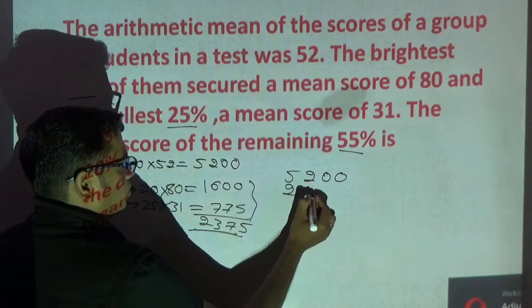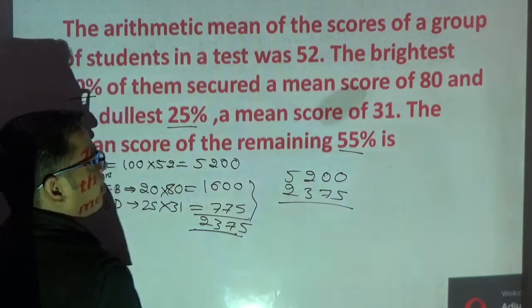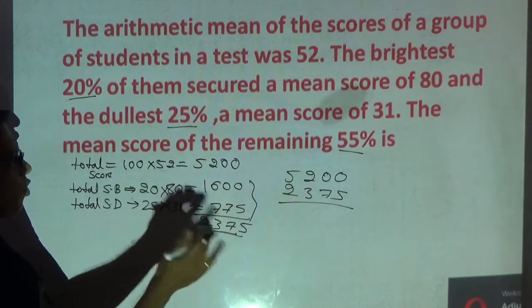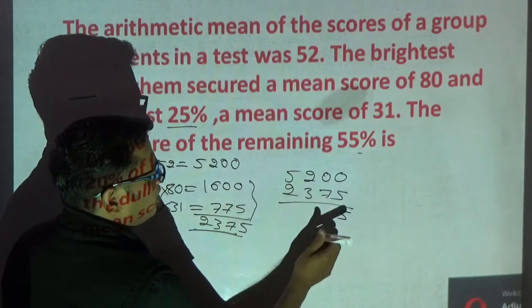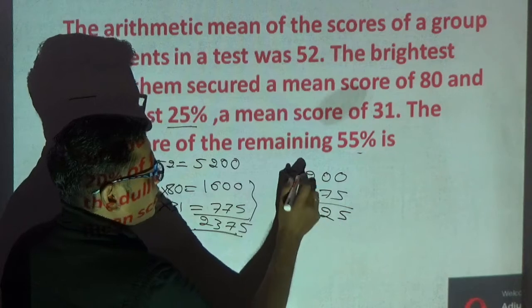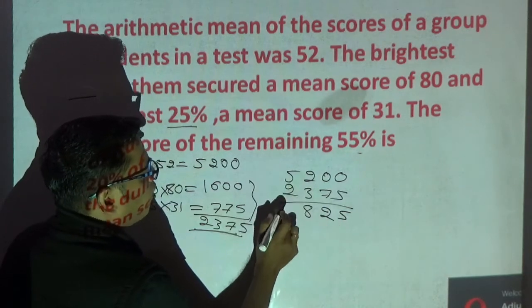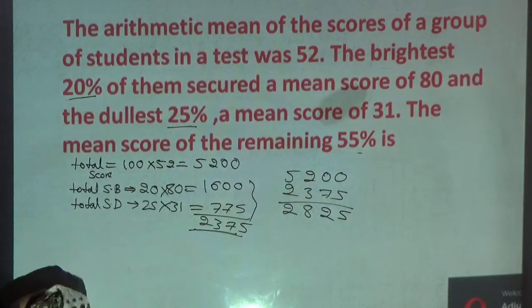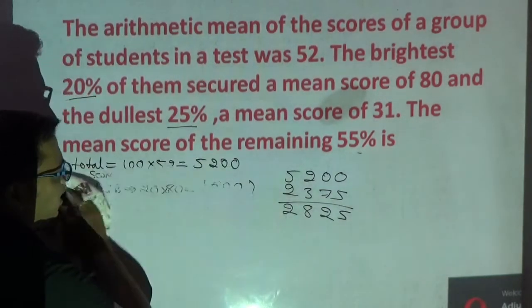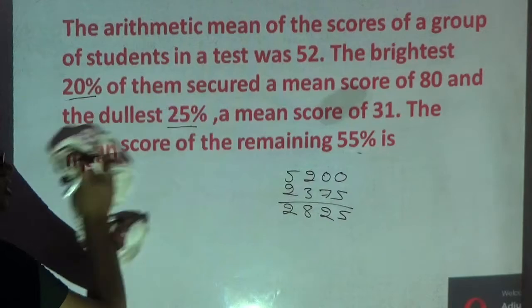5200 minus 2375 will give me the score scored by the remaining 55%. Okay. 10 minus 5 is 5. Here 9 minus 7 is 2. Here 11, this will be 8. This will be 4 minus 2 is 2. So 55% students have totally scored 2825.